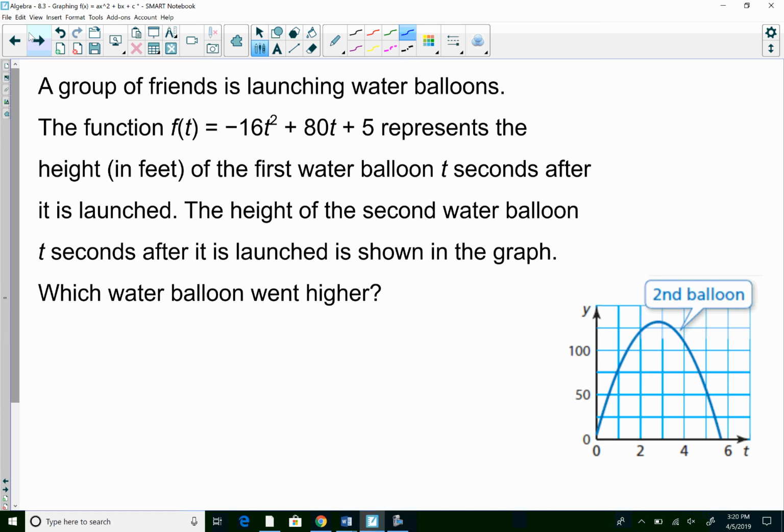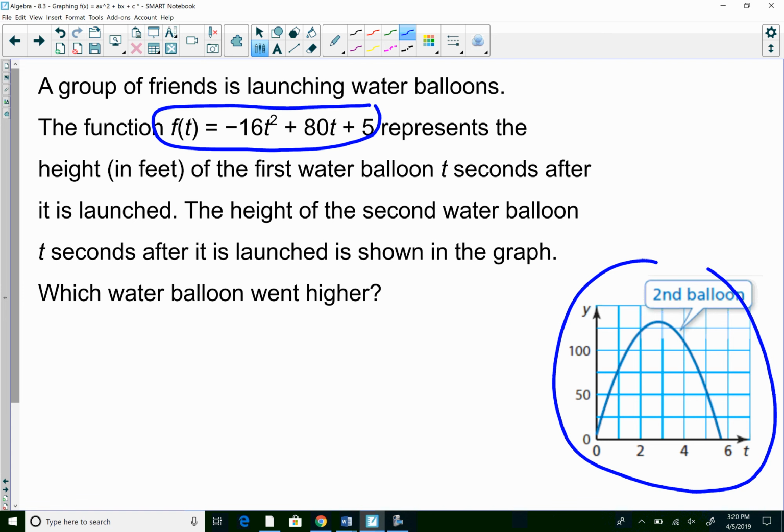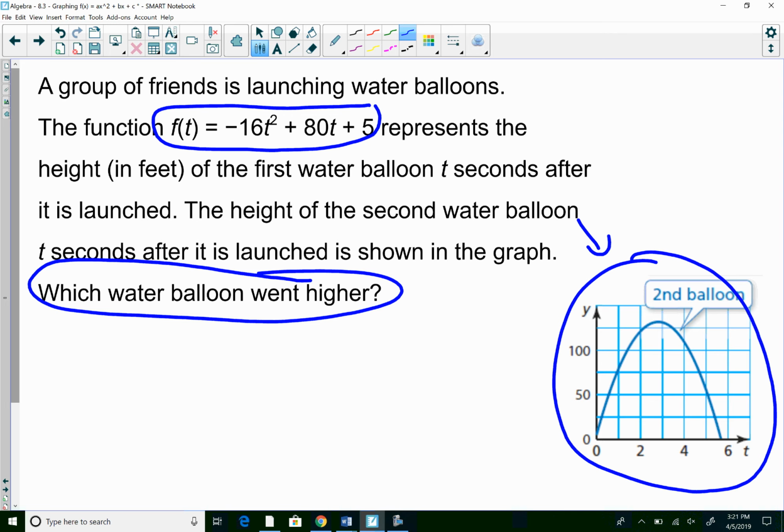A group of friends are launching water balloons. They give you the function negative 16t squared plus 80t plus 5. That represents the height of the first water balloon. This graph right here is for the second water balloon. Which water balloon went higher? That's what they want you to figure out.